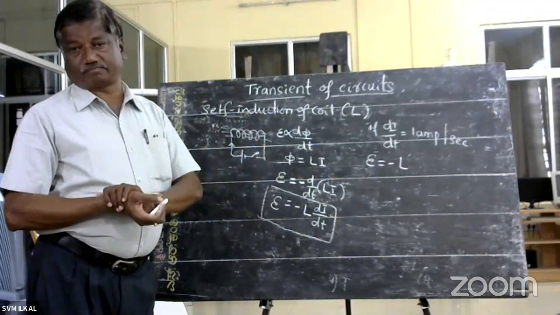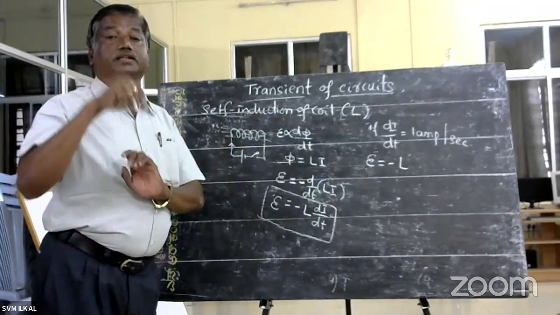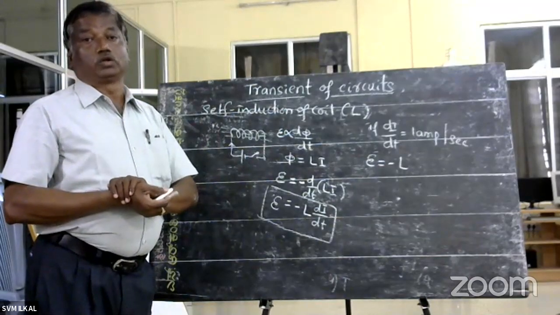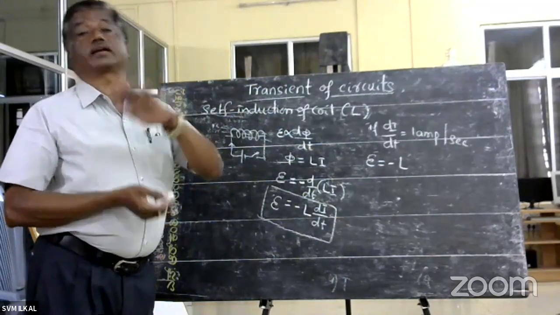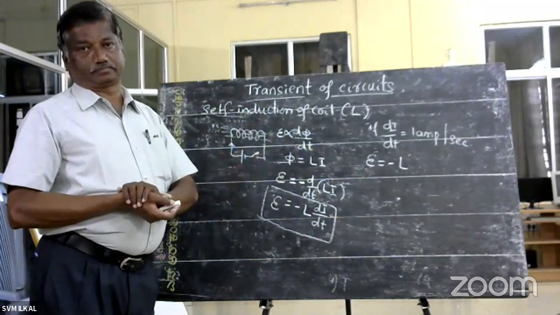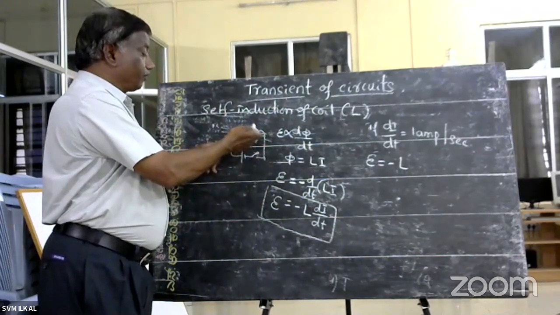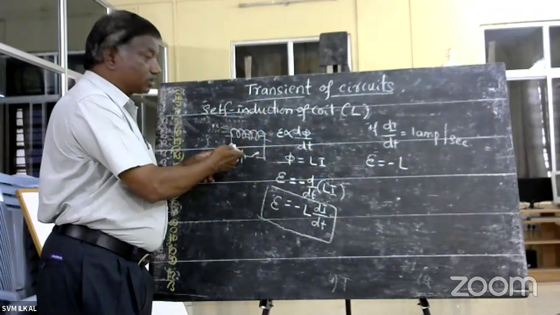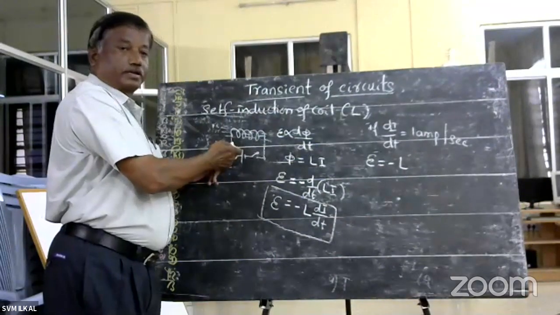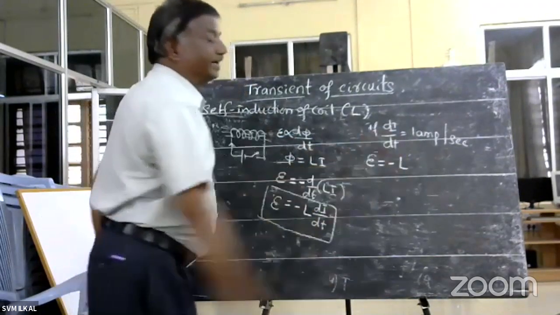What is reverse EMF? It is the EMF generated in a coil during the rise of current or growth of current in the coil. Now, here, the EMF induced in the coil opposes the change of current, means the rise of current. Opposition is represented by a negative sign here.